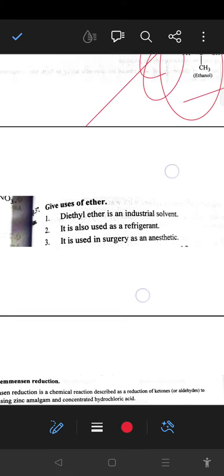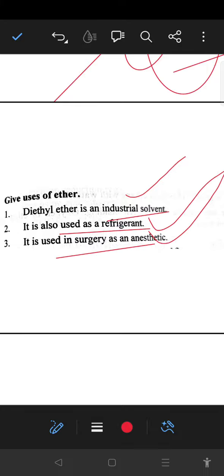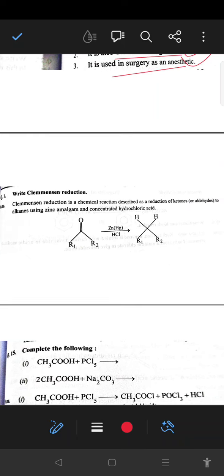Next, give the uses of ether, that is diethyl ether. It is used as an industrial solvent, used as a refrigerant, and used in surgery as an antiseptic. Next, write the Clemmensen reduction reaction. In the Clemmensen reduction reaction, the keto group is reduced to form CH2 by using zinc amalgam and HCl.